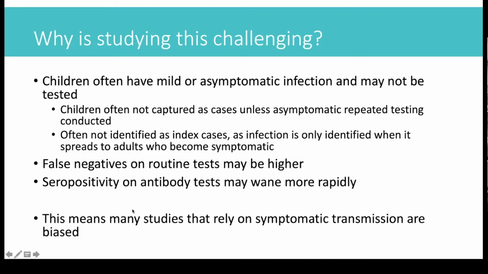And false negatives on routine tests are also high. Those of us with young children can talk about how difficult it is to do a swab on a young child. And there is good data now that suggests that PCRs are more likely to be negative in children. Seroprevalence data is also not reliable in children, because children generally tend to have lower levels of antibodies than adults and tend to serorevert. That means become seronegative after they are infected much earlier than adults do. So this means that many studies that rely on these methods, which were done originally to indicate that children were not likely to get infected or transmit, were quite flawed.